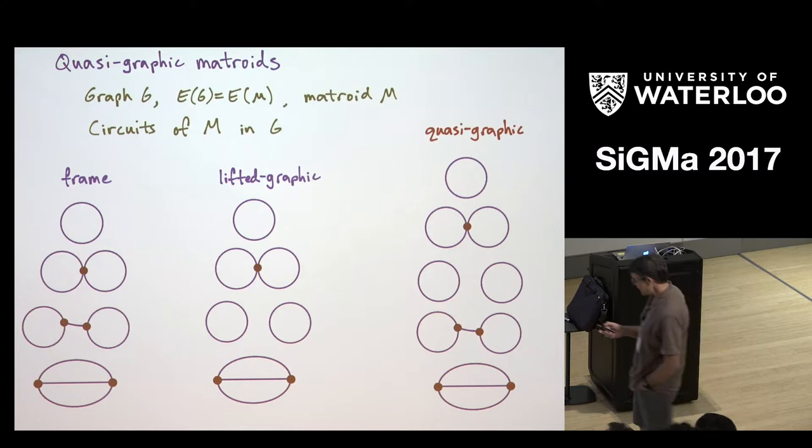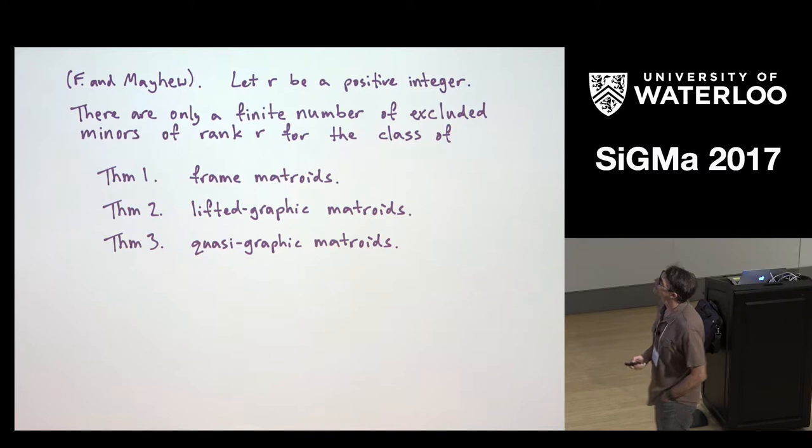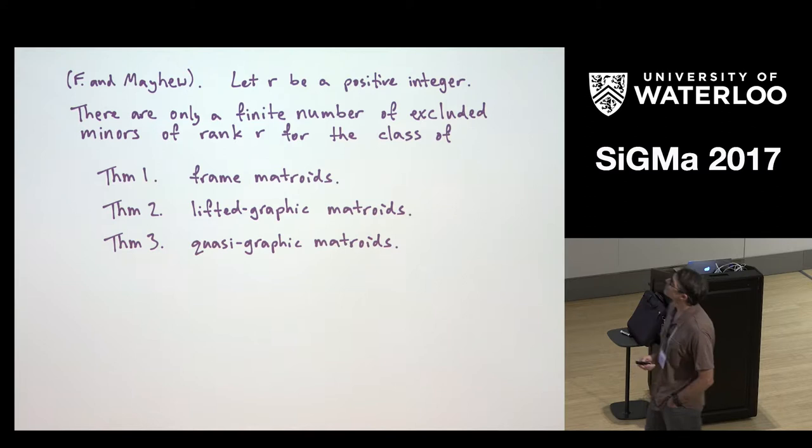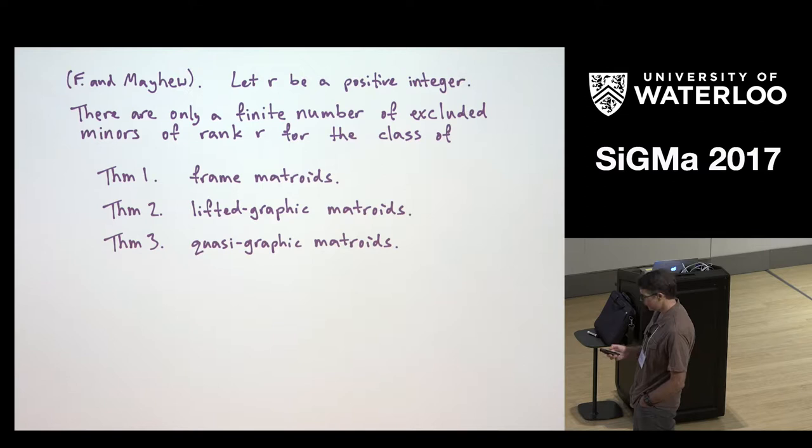The theorem is gone. No, there it is. So the three theorems I wanted to talk about today are these. If you fix some positive integer r, there's just a finite number of excluded minors of rank r for each of those classes. And the proof idea is the same for each of those classes.